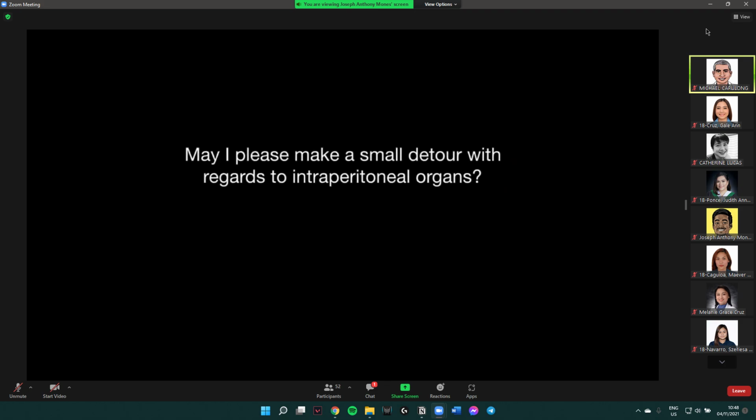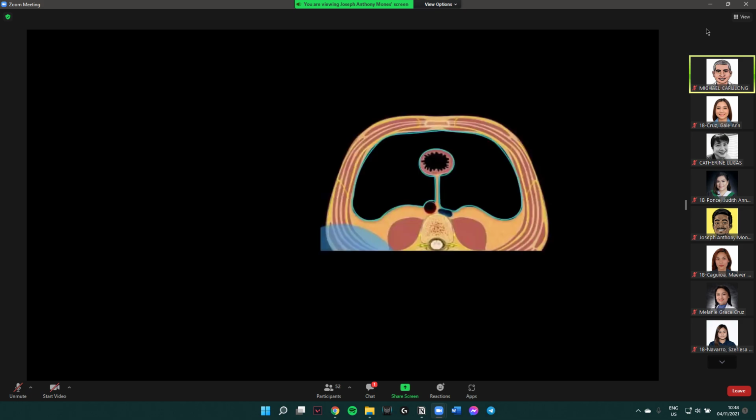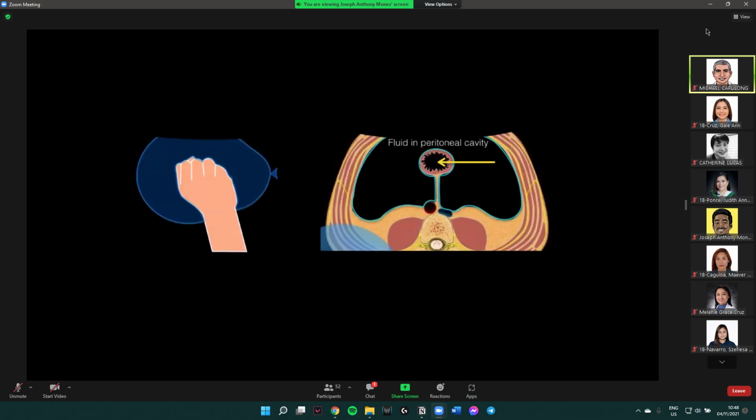All right, so now may I please make a small detour with regards to intraperitoneal organs? So here we have that cross-section again of the abdomen, in blue, the peritoneum. Now let's take a section as if you're dissecting or during surgery, and you open up the abdominal cavity. So now you're looking inside, and you see that organ, and you see the fluid in the peritoneal cavity.